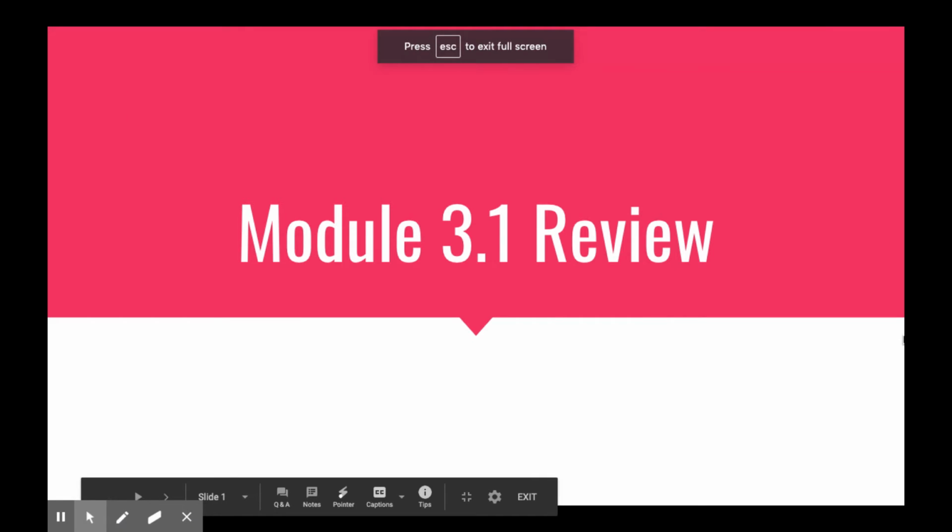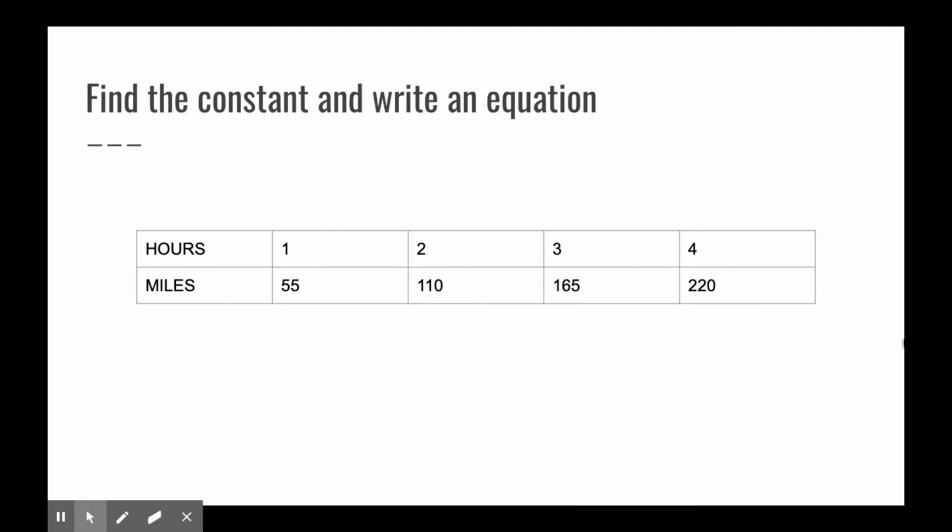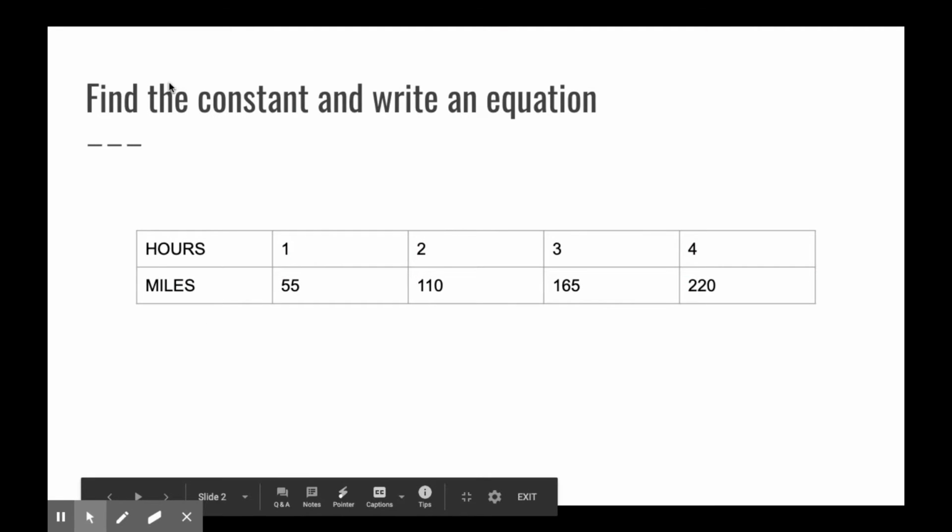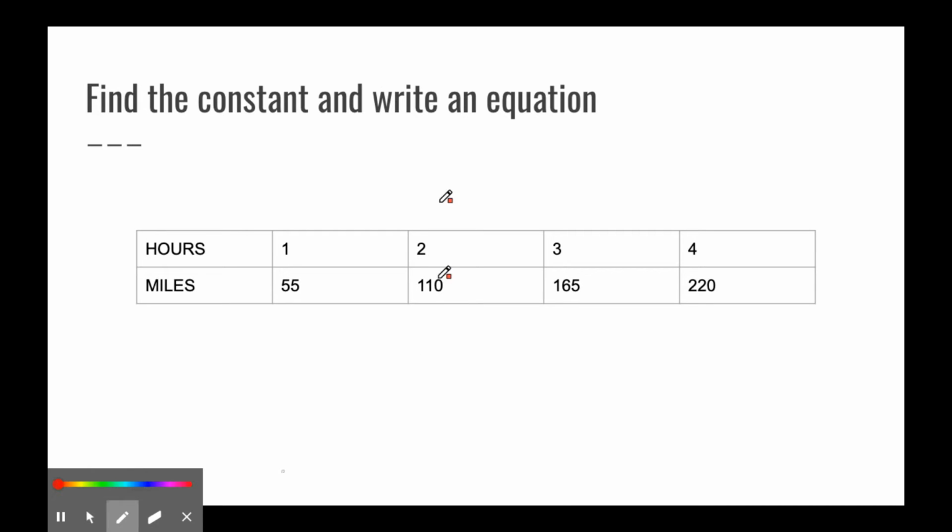Okay, so today we're going to review proportional relationships. So right here we have a proportional table, and what we're looking at is identifying our constant and then writing it as an equation. Okay, and so we're looking at the relationship between hours and miles. So 1 hour is 55 miles, 2 is 110, 3 is 165, and 4 is 220.